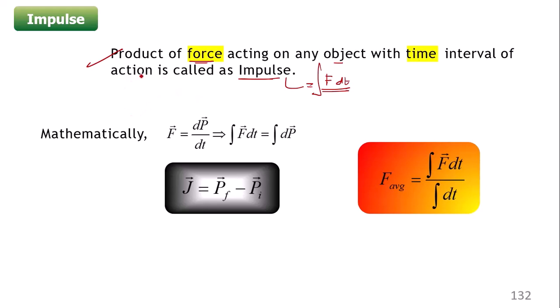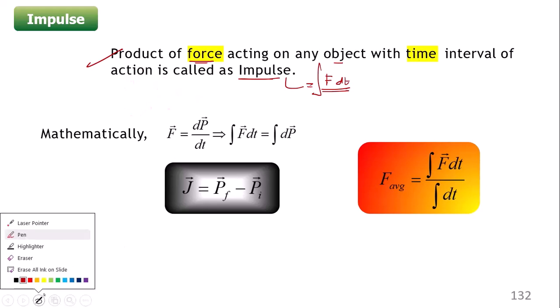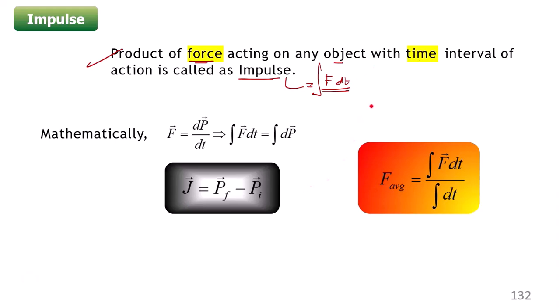According to Newton's second law, the rate of change of momentum is nothing but the force. Force equals dp by dt, the rate of change of momentum. So if I multiply it, F into dt gives the physical impulse. So what is that? That is equal to dp. What is dp? Momentum change.